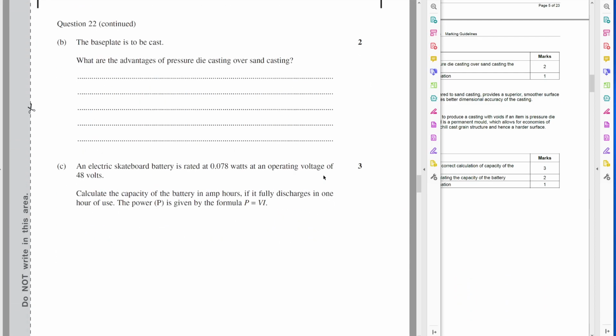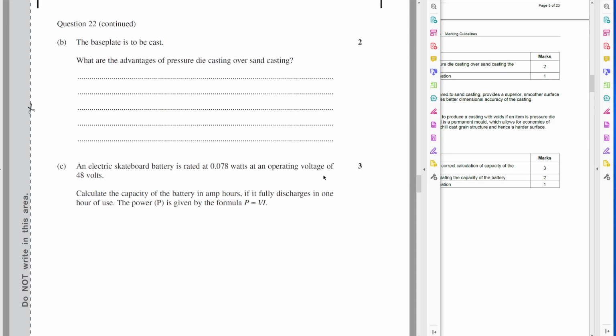The base plate is to be cast. What are the advantages of die casting over sand casting? Okay, so no cube to help us here, right? There's no key word. It says advantages, so I guess I would underline that. I would say underline pressure and over sand. Okay, so what I would say is pressurized die casting is probably going to give a more accurate finish, and it's better when mass producing. I would then expand that.